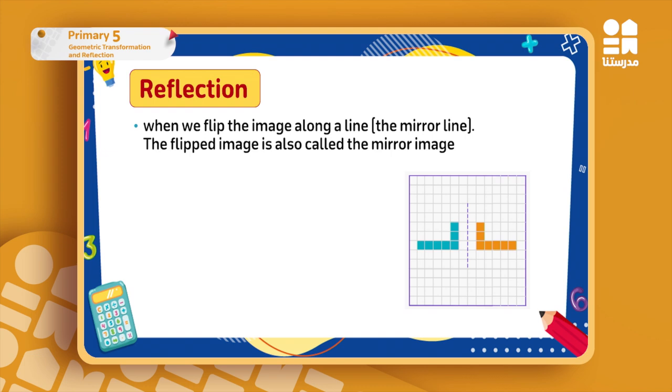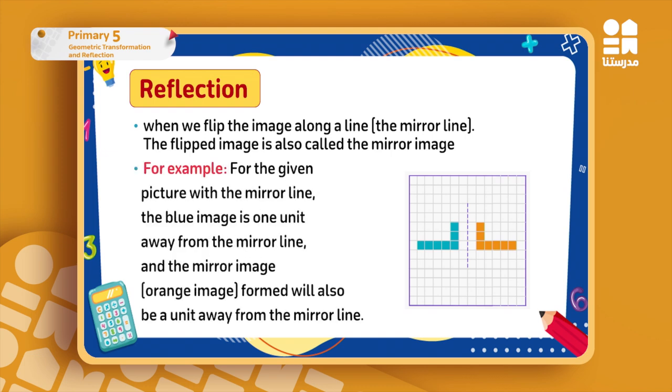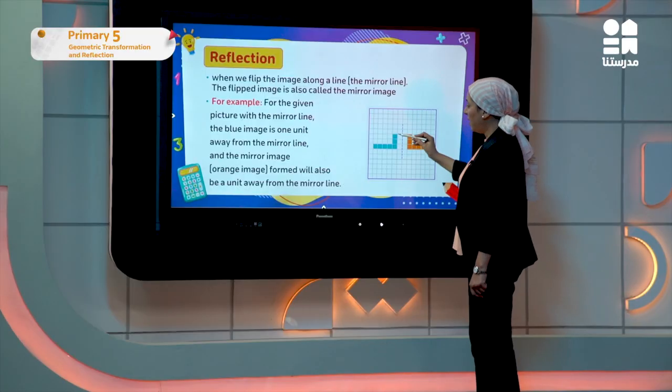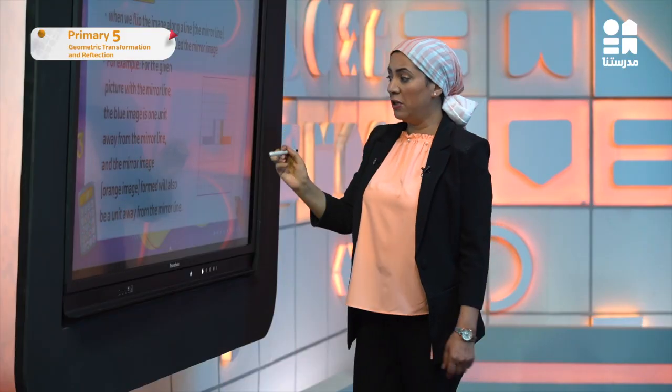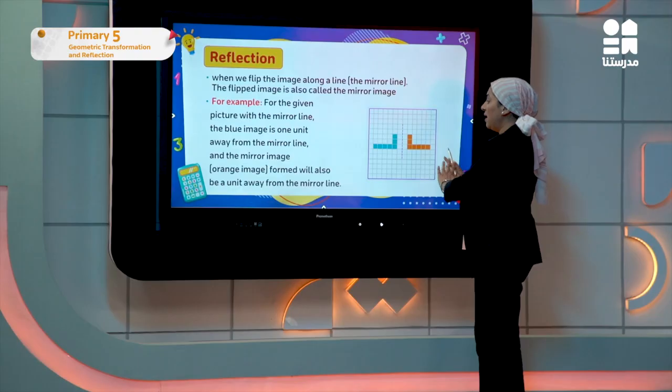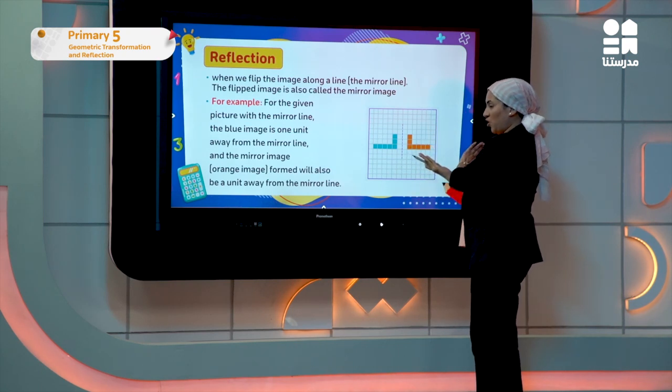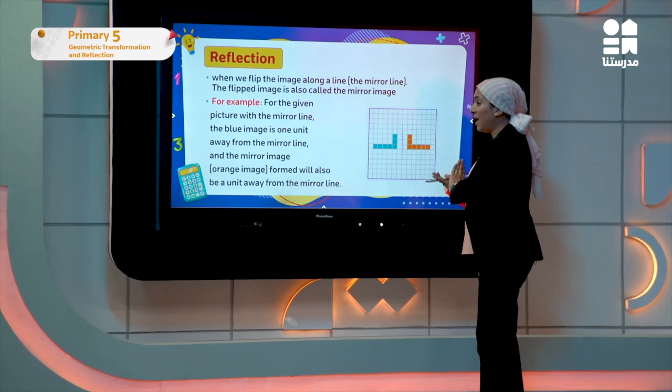As we see in front of us, here are the two images for the given picture with the mirror line. The line in the middle between my two images is called the mirror line, like a mirror. So the blue image, as we see, is away from the mirror line by only one unit. We already know that each square is called a unit. So this blue figure is one unit away from the mirror line, so when I move it to the other side, I move it in the opposite direction, because it's a reflection.